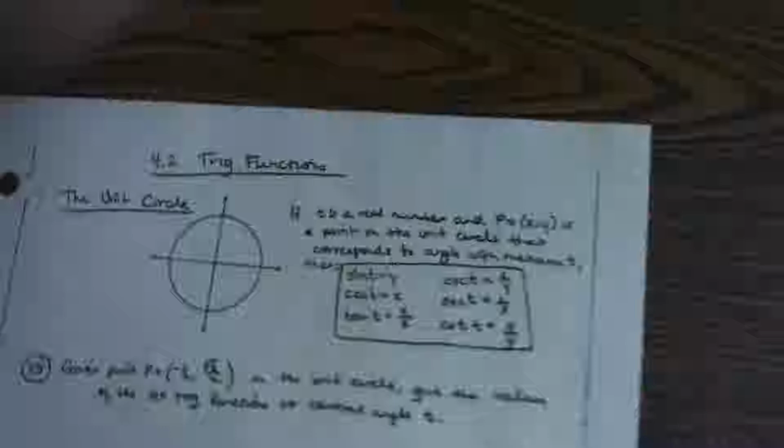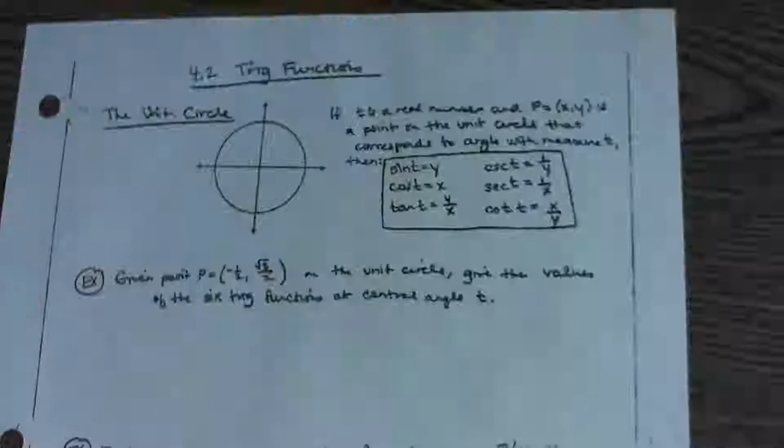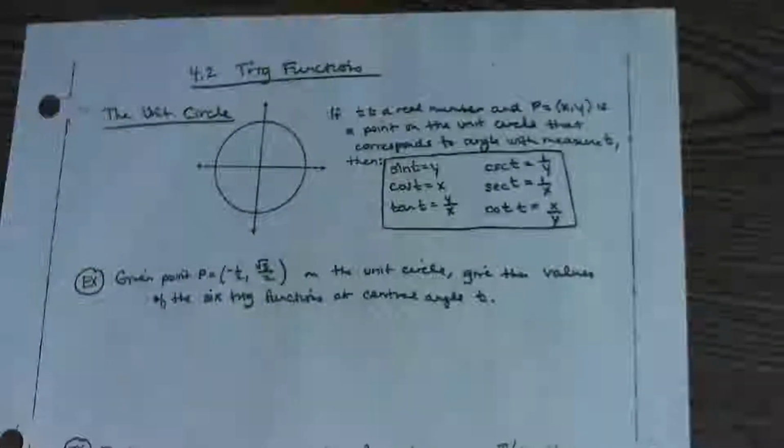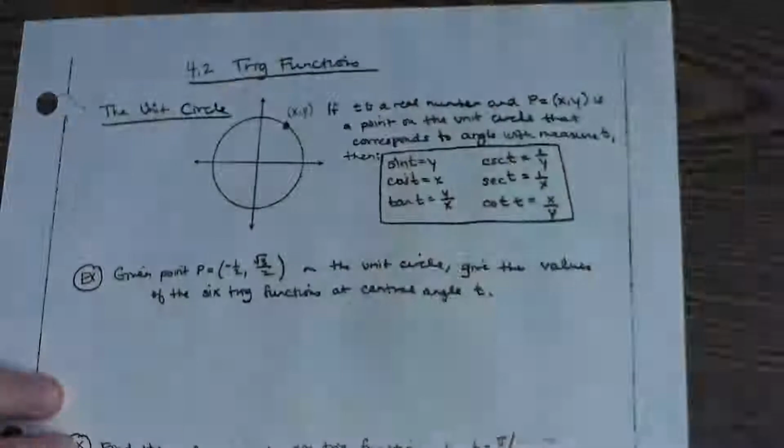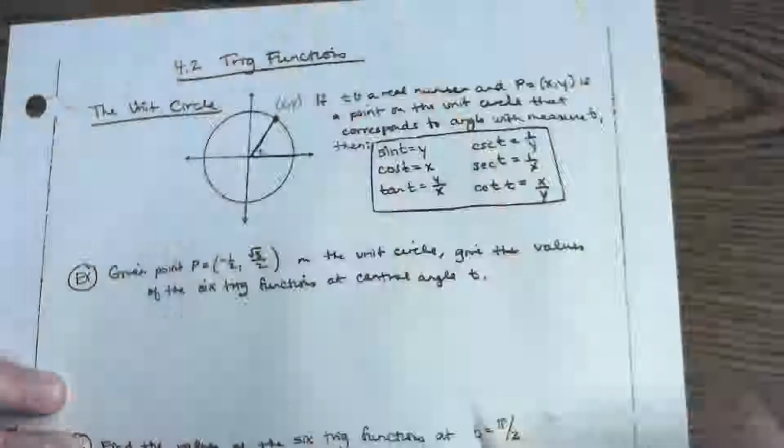So your trig functions, you have 6 of them. All 6 should be familiar from last year. Sine, cosine, tangent, cosecant, secant, and cotangent. So if t is a real number and p is some point xy on the unit circle, I'm just going to take a random point xy on the unit circle in quadrant 1. This is angle T.